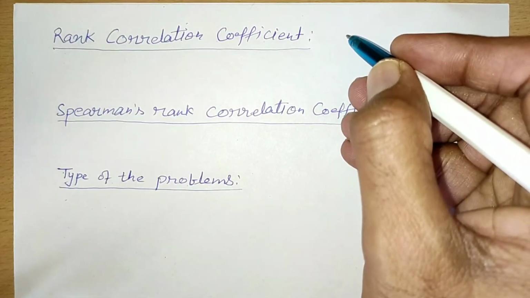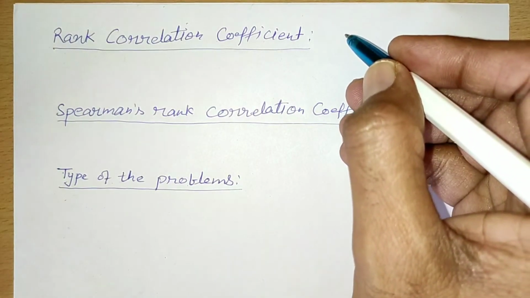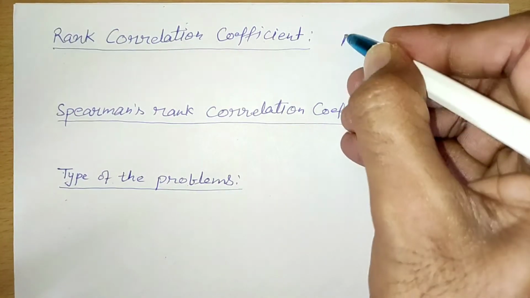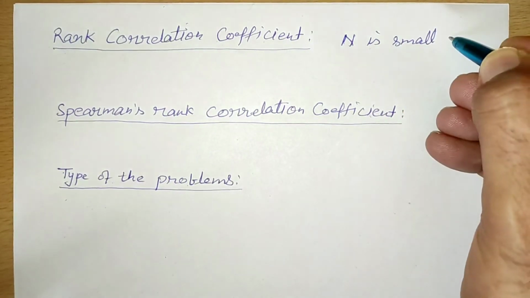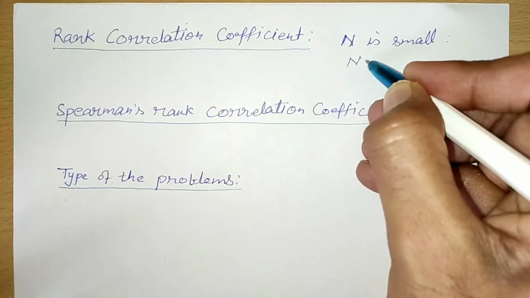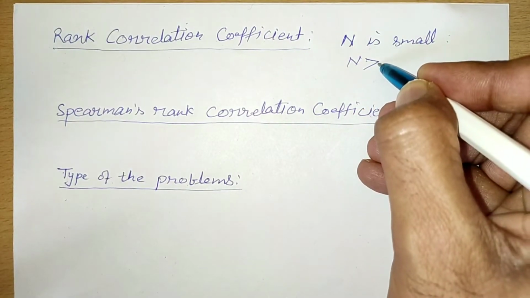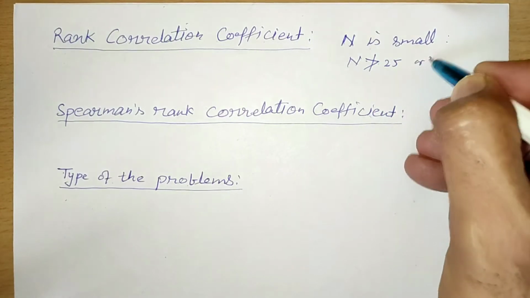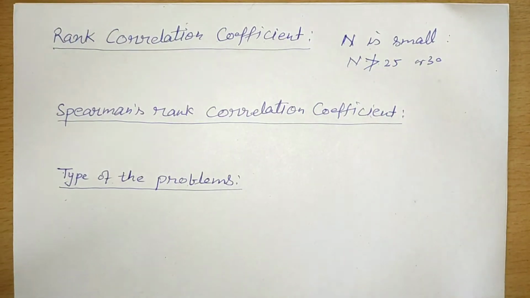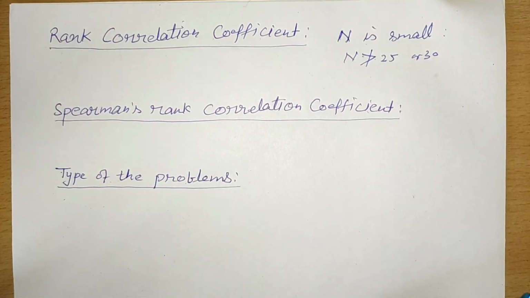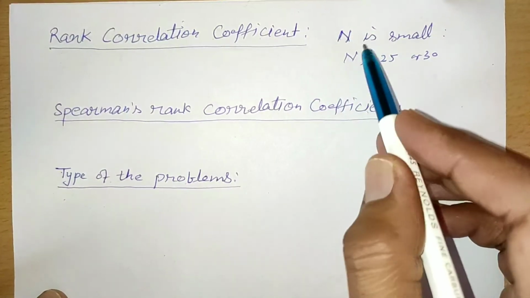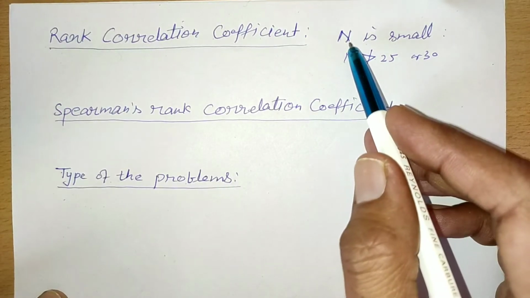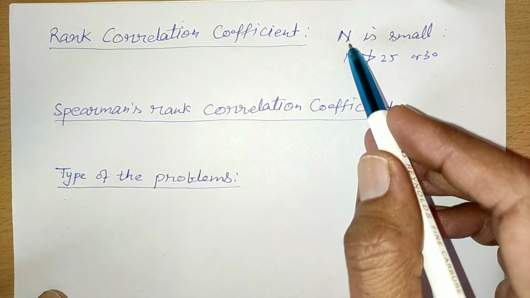The rank correlation coefficient is used when n is fairly small. N is small means that n is not greater than 25 or 30. In that case, you will say that your data is fairly small. Data is fairly small means that your population is not normal. When the population is normal, then you will use Karl Pearson's coefficient.